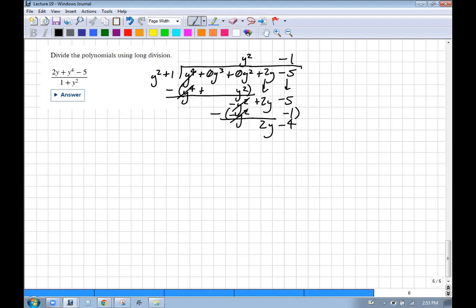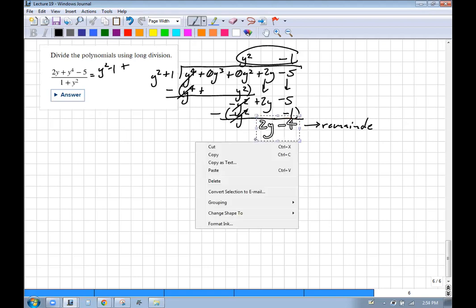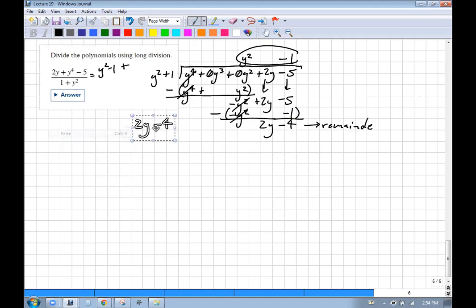At this point, we can't get a 2y from y squared. There's nothing you can multiply y squared by to get 2y. Okay, so at this point we're done. This is our remainder. So what we're saying here is that this is equal to y squared minus 1 plus this divided by this. All right, that's what you do with your remainder, remember?